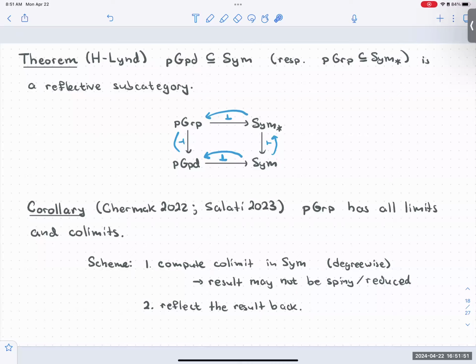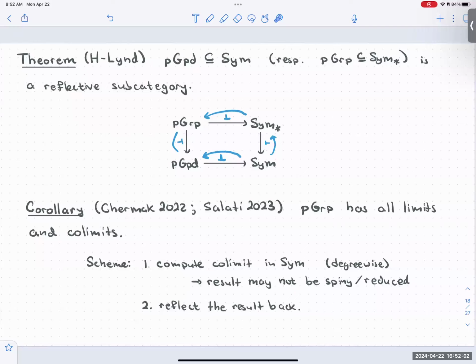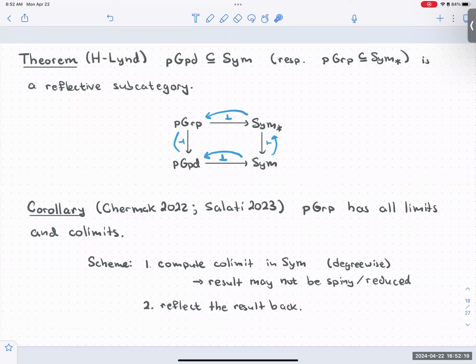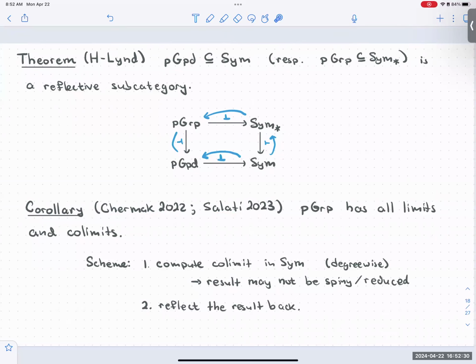Better is when I take the colimit here and I haven't left spiny symmetric sets. Then I don't have to actually reflect. But the limits condition was proved by Chermak, and then Salati's paper actually proves that you have all colimits. They do it by very different means. And me as a category theorist, I had a hard time understanding this. But this is how I like to understand it, by these reflections.